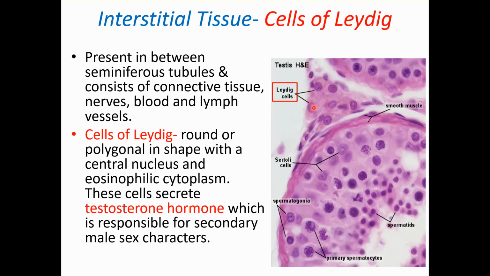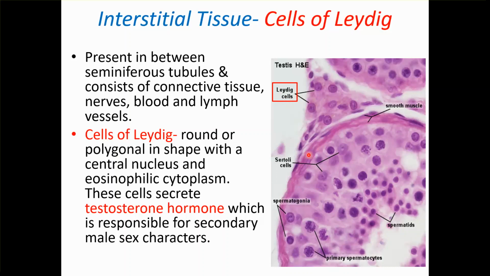These cells situated inside are called the Leydig cells. They are round or polygonal in shape, with a central nucleus and eosinophilic cytoplasm. They secrete testosterone, so it's a very important function. Which cells secrete testosterone hormone? They are the Leydig cells, and it's responsible for the secondary male sexual characteristics.